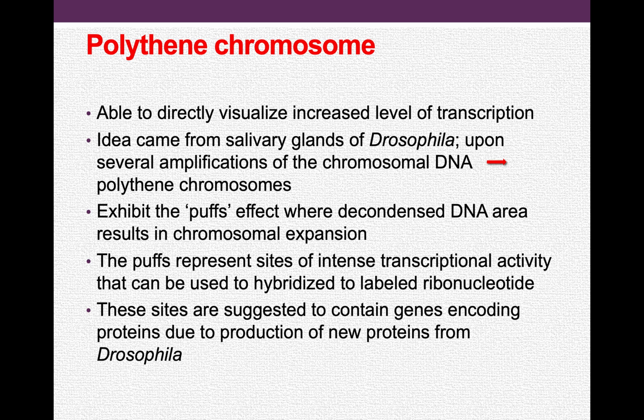What we mean by polytene is that basically, well, go and look it up, but after you have done several amplifications, there is a puff effect. Puff means that it's kind of like expanding. I think I have it in the next slide, where the condensed or decondensed DNA area results in chromosomal expansion. Kind of like when you eat too much, you get bloated or your tummy sticks forward because it is too full. Kind of like that. So the puffs represent sites of intense transcriptional activity, which could be used to hybridize to labeled ribonucleotide, much similar to the first method. So these sites are suggested to contain genes encoding proteins due to production of new proteins from the Drosophila.